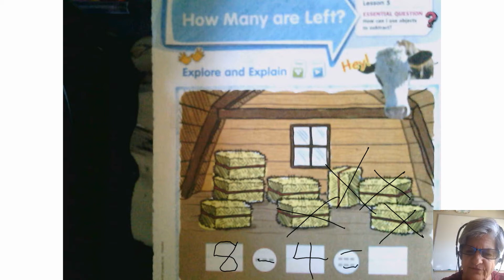Oh, I didn't do a very good job, did I? And let's count how many do not have an X on them. Let's begin. 1, 2, 3, 4. And let's make a 4. Down, across, and down some more. That's the way to make a 4.